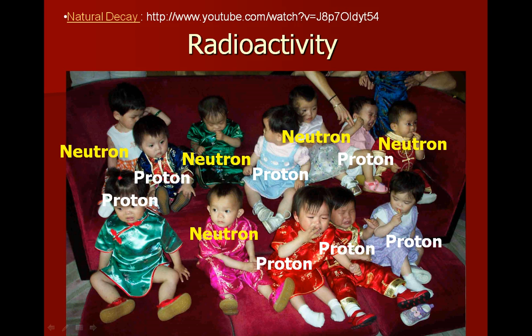And in order to get stable, some of these babies have to leave. Only then will this couch be more stable. Some of those moms need to pull their babies off or they are going to fall off. So a radioactive nucleus is just like this. We need to get rid of some of these unstable pieces so that we get a more stable arrangement.